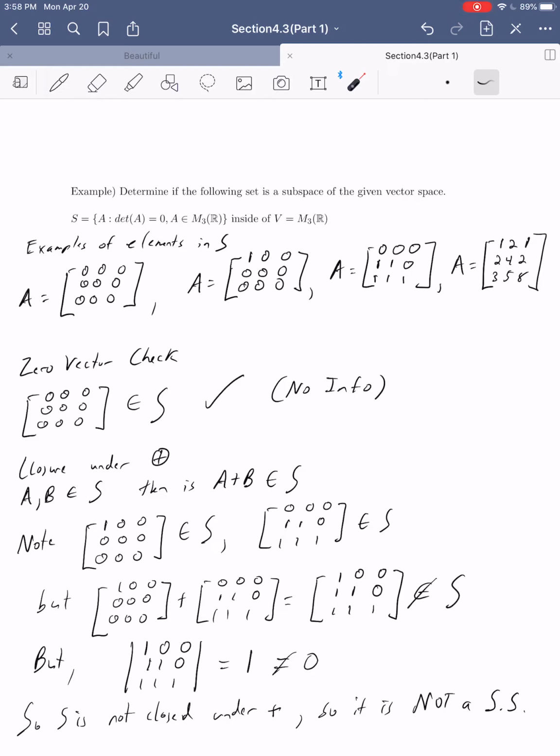Interestingly enough, if you guys want on your own, you can show that closure under scalar multiplication actually is true. If you start with a matrix that has determinant 0 and you multiply it by a scalar, you will still have a matrix with determinant 0. So scalar multiplication is not the problem. It is the vector addition, or in this case, the matrix addition, that is a problem. So our first example here, while an interesting subset of the space of 3 by 3 matrices, is not a subspace. Okay, let's take a look at another one.